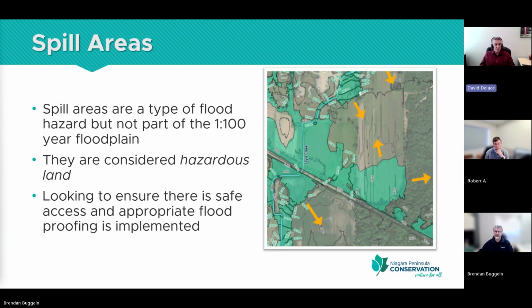We typically look at making sure that there is safe access to whatever use is going on, and also making sure that appropriate flood proofing is implemented. There are still situations where a use is proposed in a spill area and it could have a negative impact on an adjoining property or another use, because it could cause flooding there that wasn't previously there. That may cause us to say no to a permit application in that case. Next slide, please.